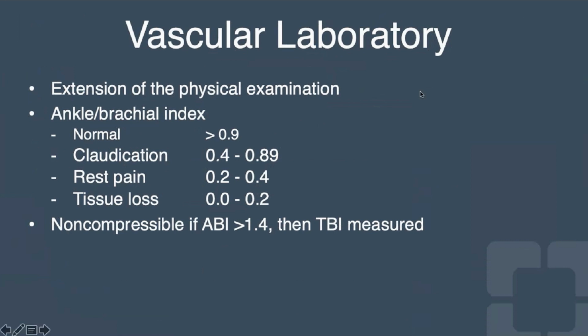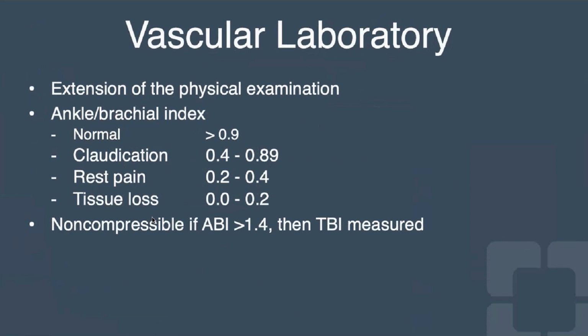And this is where you can see those numbers: claudication being 0.4 to 0.89, rest pain being 0.2 to 0.4, and tissue loss can be anywhere below that 0.5, 0.4, but typically when you're getting in that 0.2 range, you're looking at tissue loss.